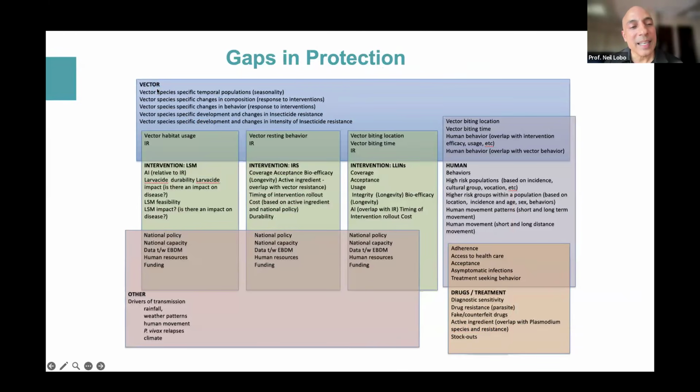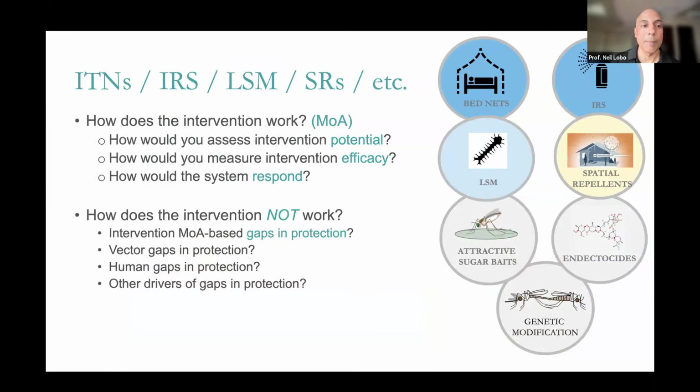So there are vector-related gaps in protection. Each specific intervention has gaps in protection that overlap with the vectors, that overlap with human behaviors, that overlap with drugs and treatment-based interventions, that overlap with national strategies and policies, and other drivers of transmission like rainfall and weather patterns. Everything is a really complicated system, and all these interactions have gaps in protection. And so it can get really complicated.